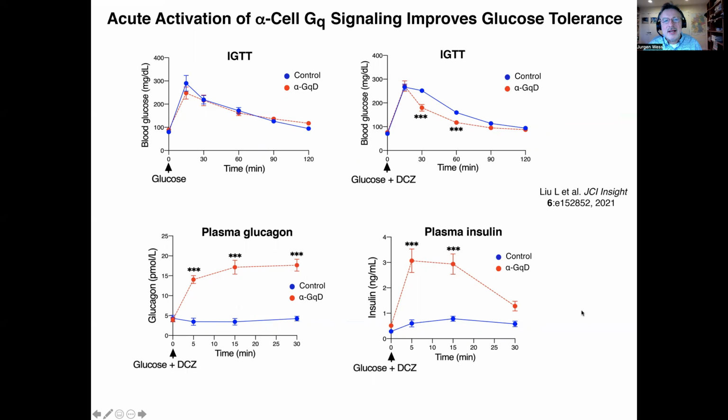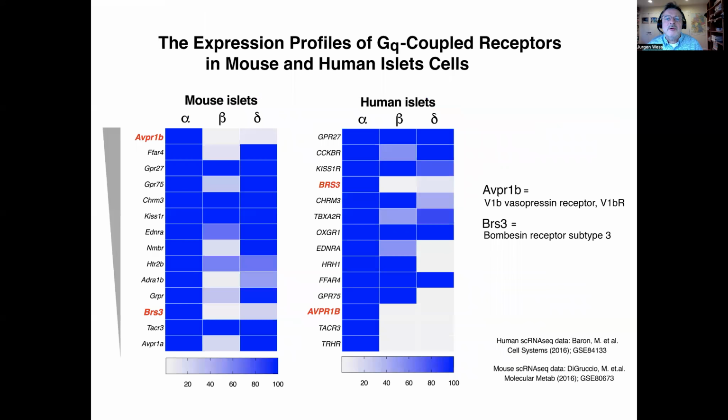So these data strongly support the concept that activation of GQ signaling in alpha cells promotes the release of glucagon, which most likely by a paracrine mechanism stimulates the release of insulin from adjacent beta cells. We next wanted to identify endogenous GQ-coupled receptors that are enriched in pancreatic alpha cells of mouse and human.